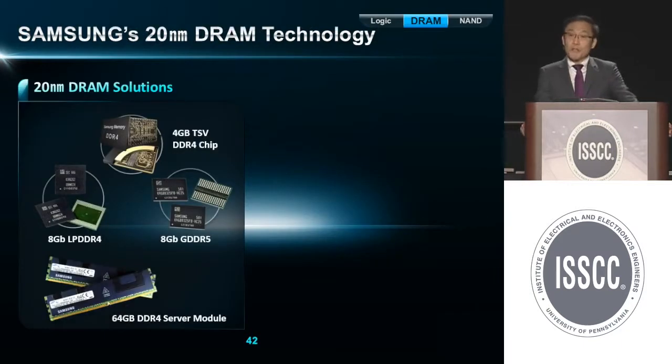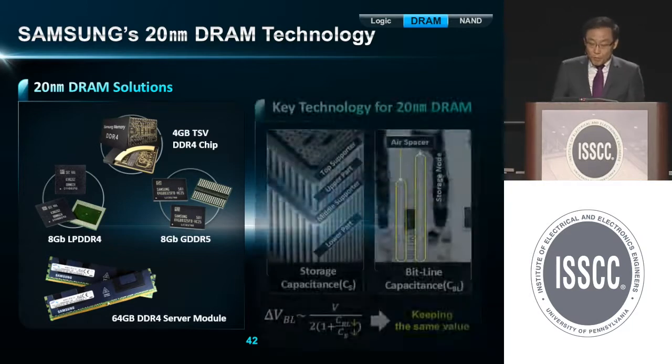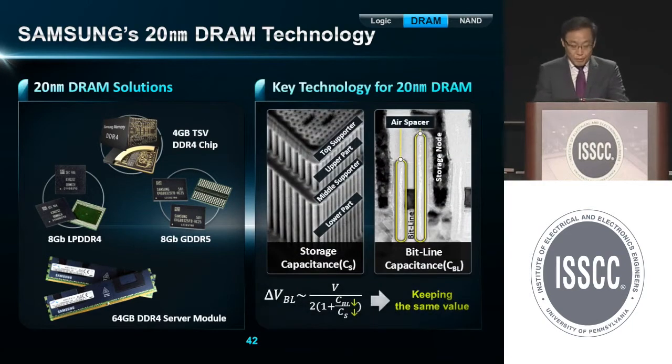Our latest DRAM technology stands at 20 nanometer, which Samsung mass-produced for the first time in the world last year. 20 nanometer mobile, server, PC, and graphic DRAMs are currently available as shown in left panel. The success of 20 nanometer technology comes from the fact that we maintain the ratio between bitline and storage capacitance as that of previous generation. By the way, CB/CS ratio is the key design parameter for DRAM cell operation.